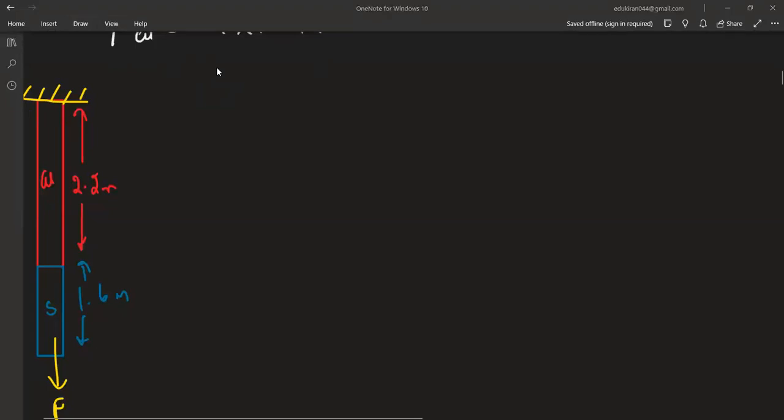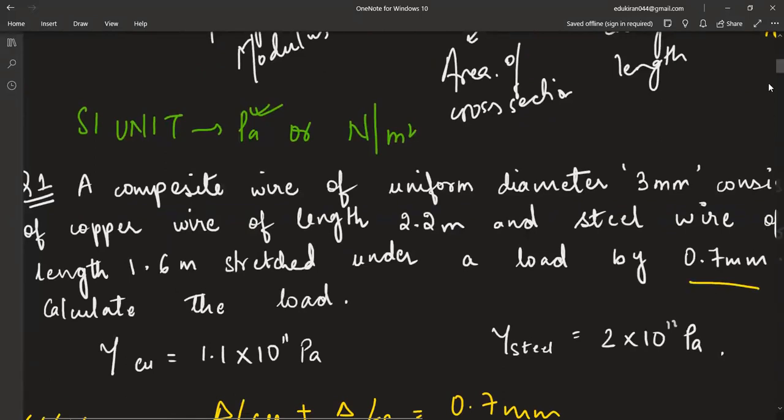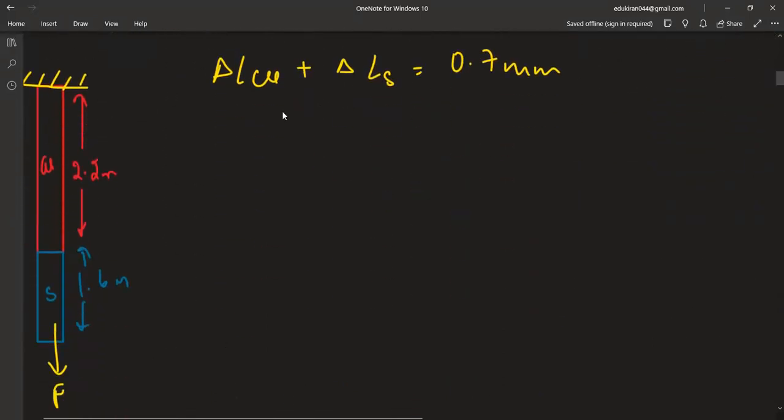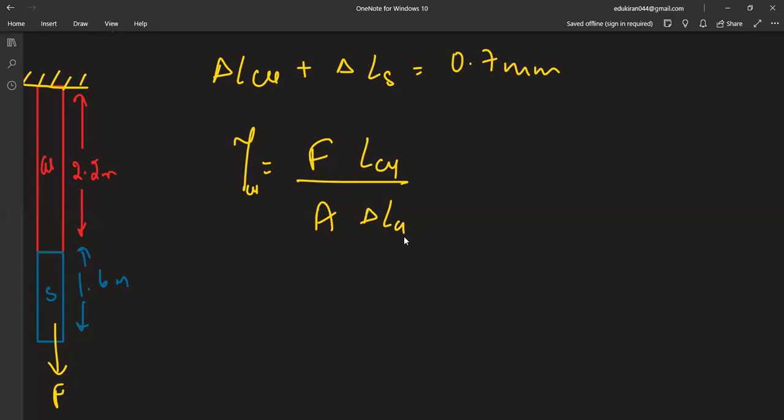Yes, answers for this, of course, you have to calculate. Just one thing I'll tell you, this is the length. When you add the elongation of copper and the elongation of steel, you will get around 0.7 millimeter according to the question. So you can use this statement and further answer. Use the statement of Young's modulus for copper: that will be force upon area, length of copper, change in length of copper. Young's modulus of steel will be force, length of steel, area, change in length of steel. This you can use. Now try it.